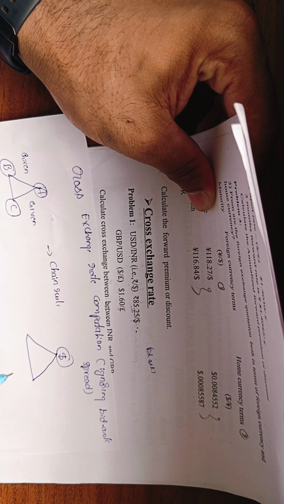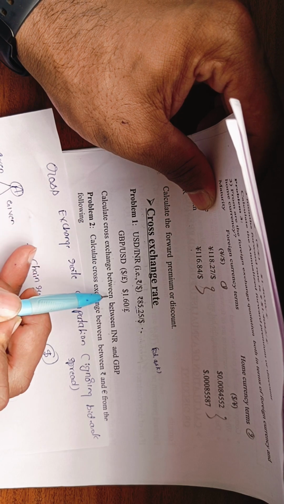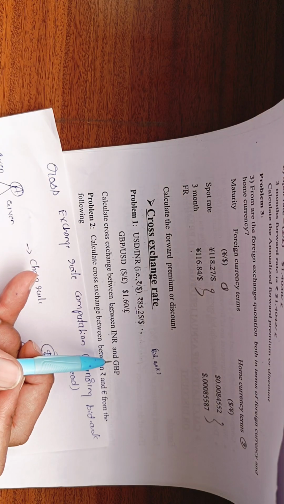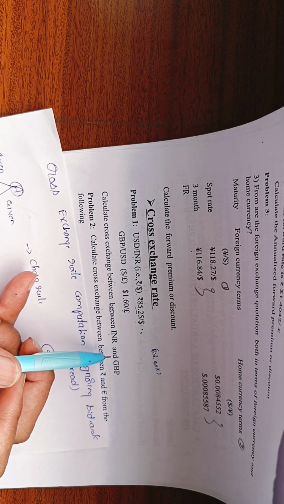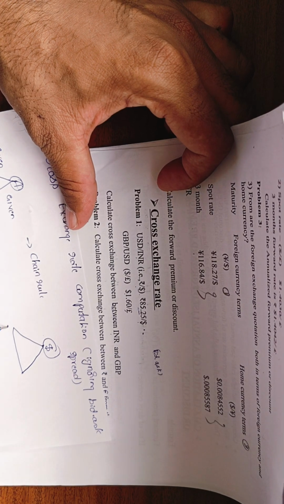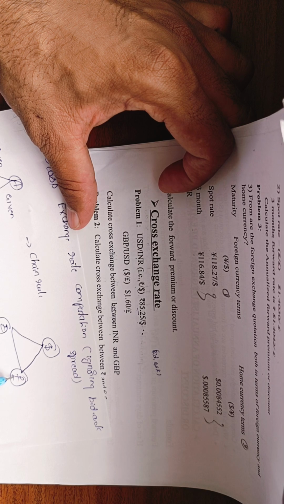Next, what did they tell us to calculate? Calculate the cross exchange rate between INR and GBP. They told us to calculate the exchange rate between INR and GBP, which means the exchange rate between rupee and pound. This one we need to calculate.